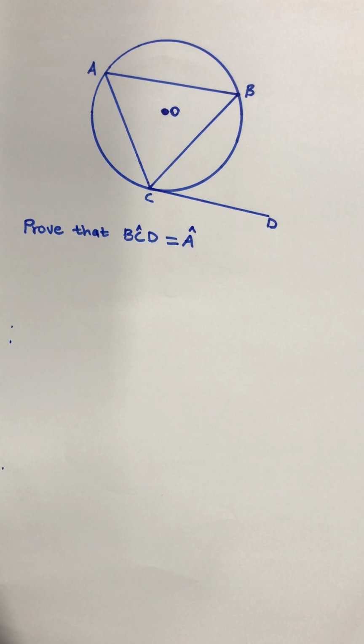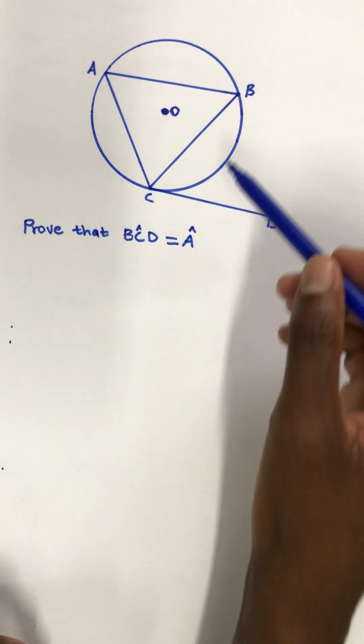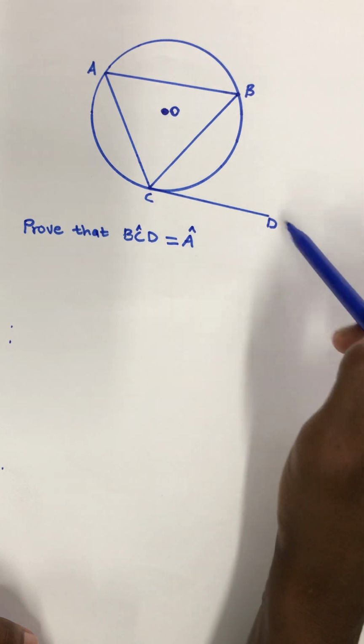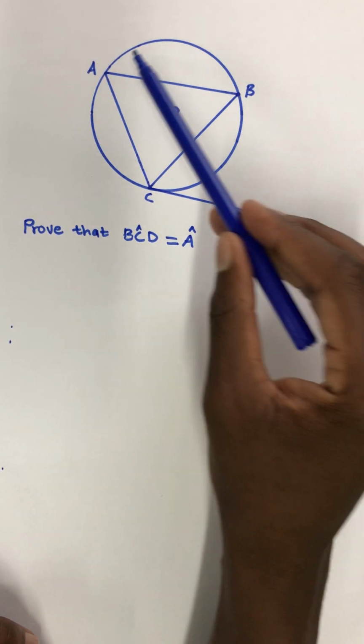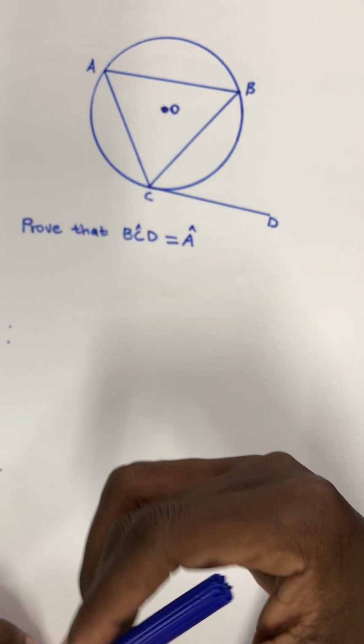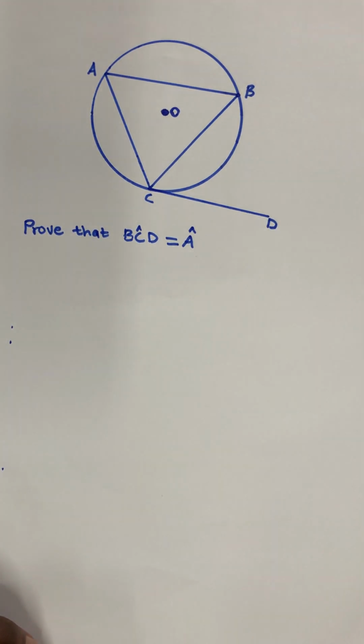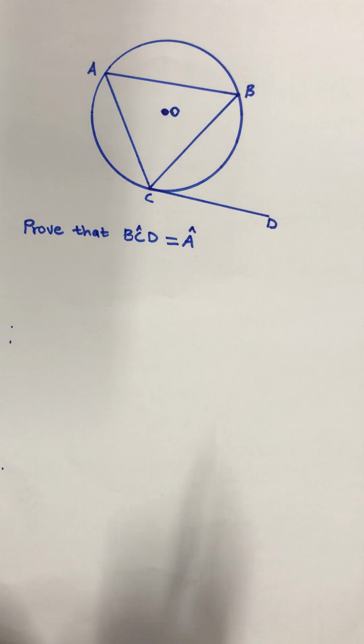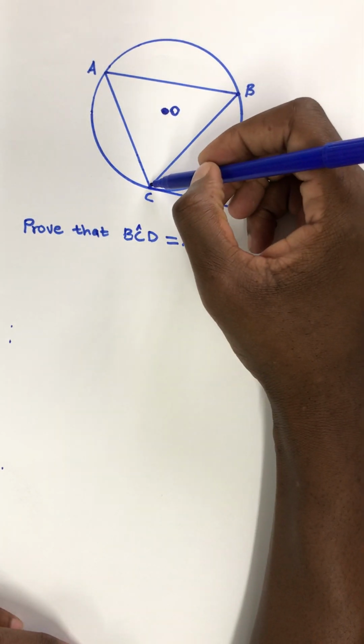Hello guys, today we're going to prove this theorem, theorem 7. It says prove that B angle CD is equal to angle A. So we know that this is a tan chord theorem. So what are we going to do? We're going to construct. So let's say we construct from here.